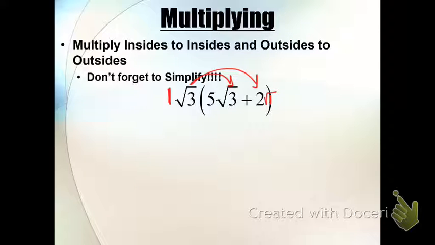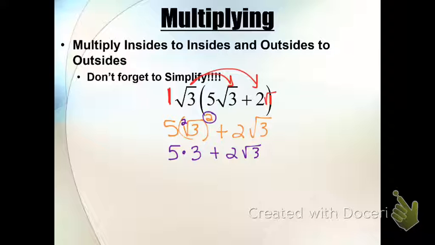So first, we're going to do 1 root 3 times 5 root 3. 1 times 5 is 5. Root 3 times root 3 is root 3 squared. Then we're going to do 1 root 3 times 2 root 1. 1 times 2 is 2. Root 3 times root 1 is root 3. Remember that a square root and a square are inverses, so they're going to cancel each other out. And 5 times 3 is 15. So the solution to our next problem is 15 plus 2 root 3.